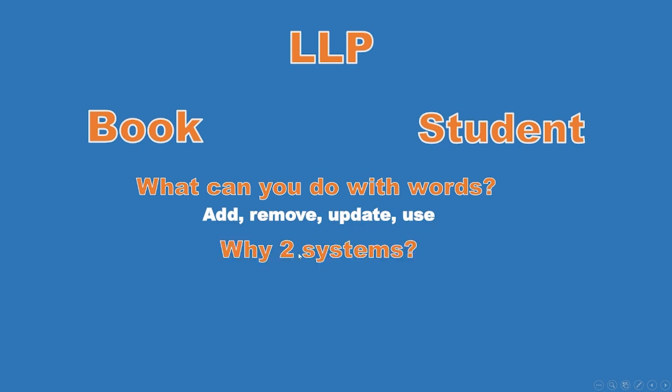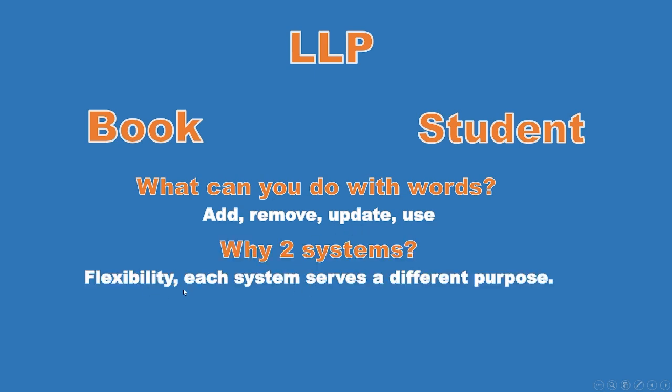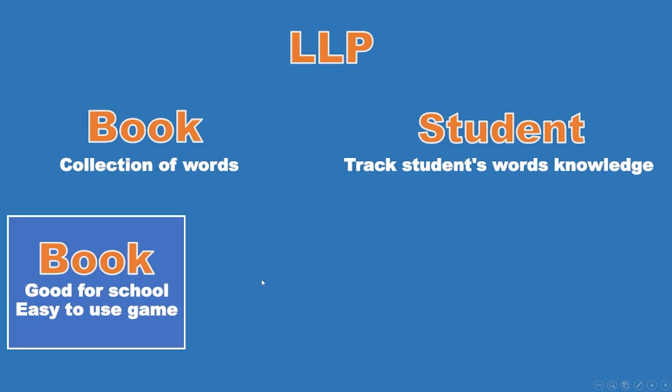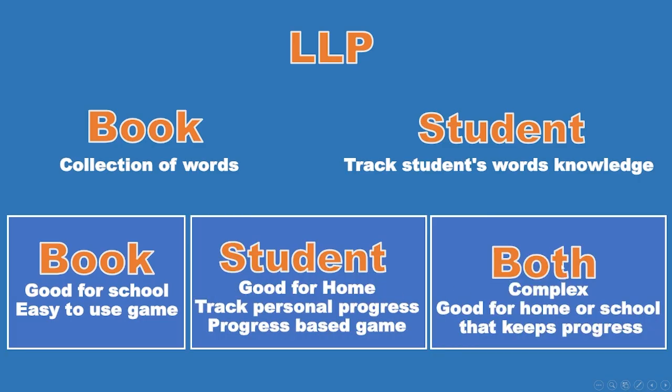Why two systems? The reason I separated books and students is flexibility. Books are a collection of words, static and organized. Students' system tracks learning progress over time. You can use only books, only students, or both together. The plugin fully supports all of these setups.